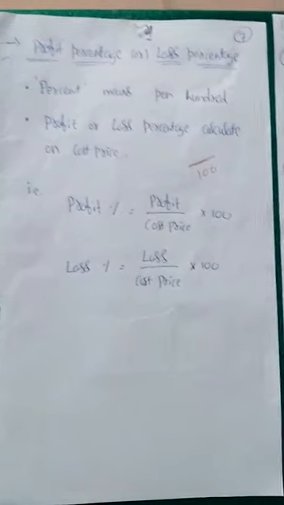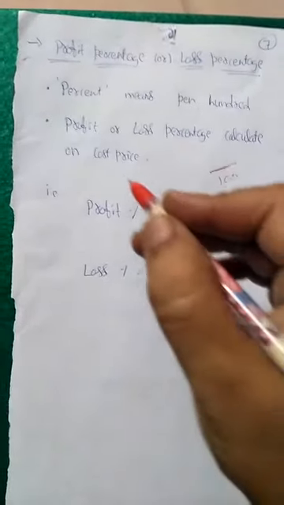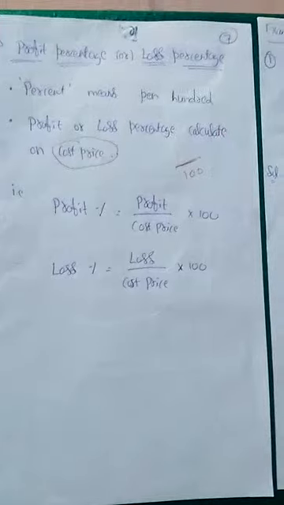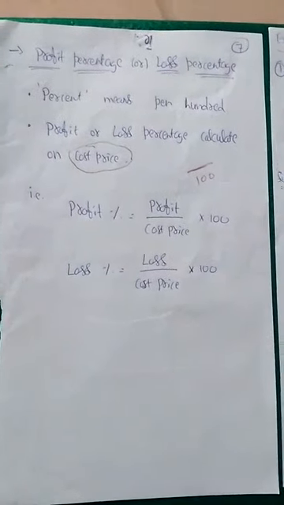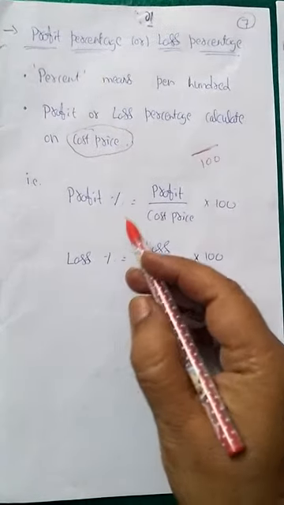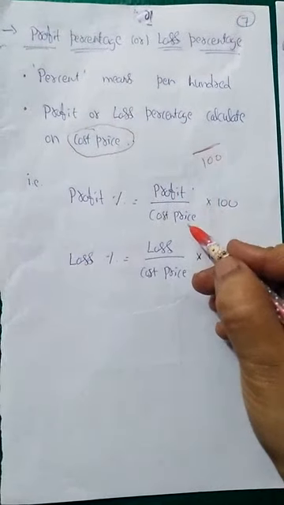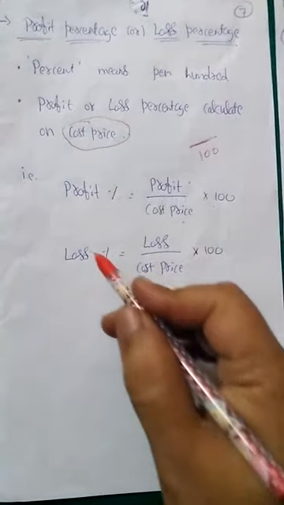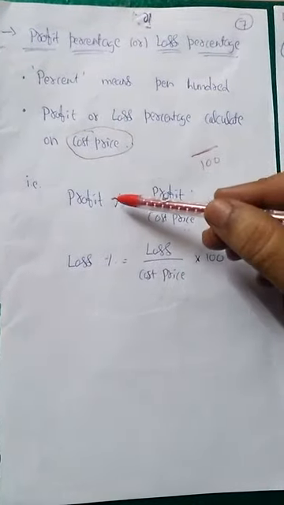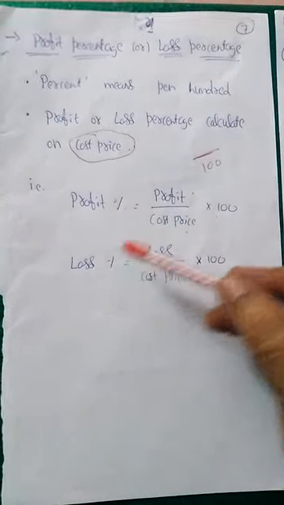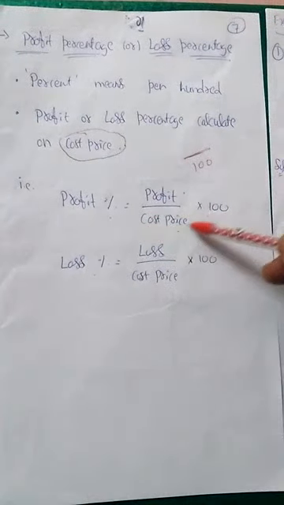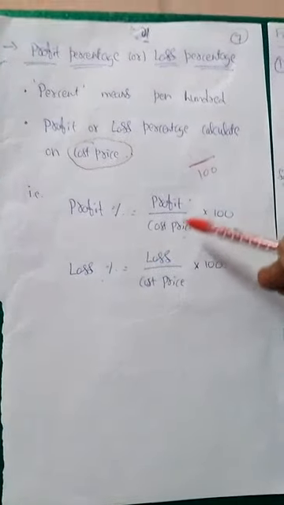Percent means per 100. Profit or loss percentage is calculated on cost price only. This is important. We have to remember. We'll calculate profit or loss percentage only on cost price. So, profit percent equals profit by cost price into 100, loss percent equals loss by cost price into 100. Whether it may be profit percent or loss percent, it will be calculated only on cost price.